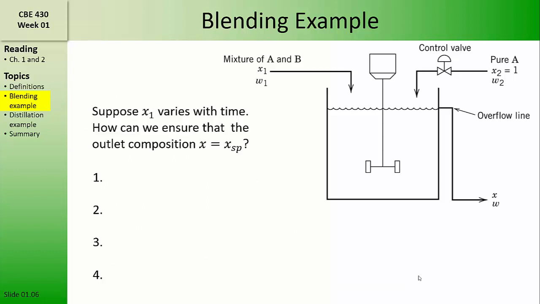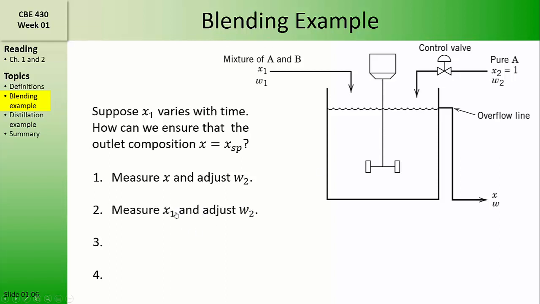Now suppose X1 varies with time. So it is no longer going to be a steady state value X1 bar, it's going to be a function of time. How can we ensure that the outlet composition X is maintained at X sub SP? That is, that the effluent composition is maintained at its set point. We can think of several ways that we might control X at its set point. One would be to directly measure X, and then based on that measurement of X, we could adjust W2. If X is increasing, we might need to decrease the flow rate W2, and if X is decreasing from its set point, then we might need to increase the flow rate W2.